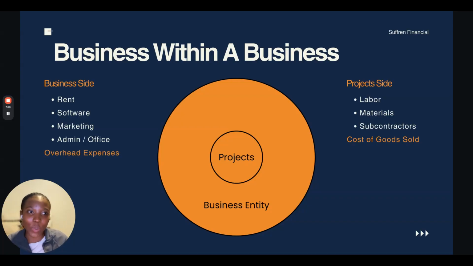On the other hand, you have project costs. These are costs that go directly into building, remodeling, or fixing the house. And we divide these across labor, materials, and subs. These show up under cost of goods sold, also known as COGS. Your chart of accounts needs to clearly separate these two sides, overhead expenses versus cost of goods sold.